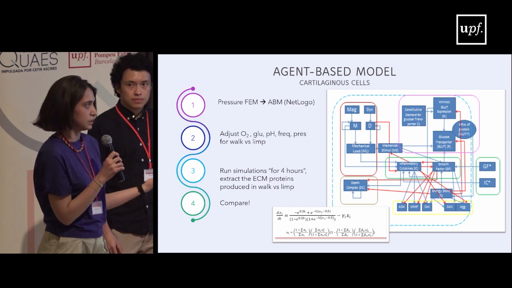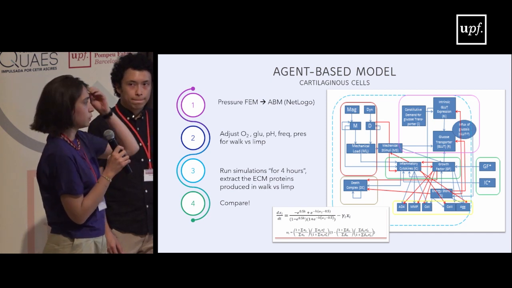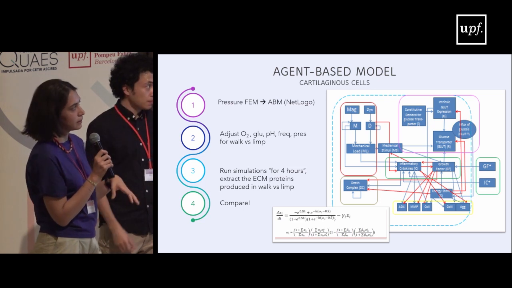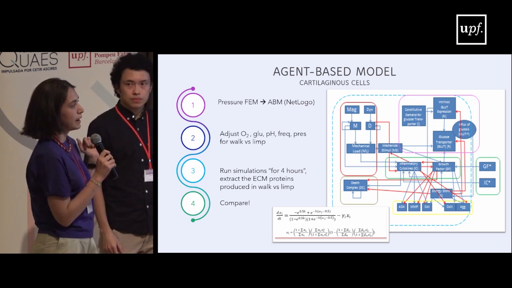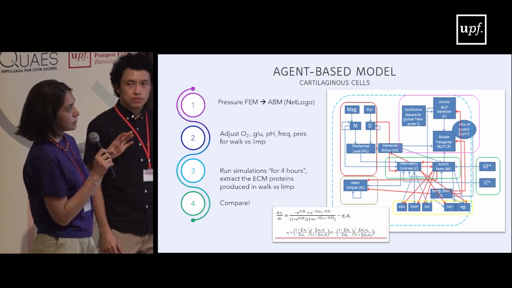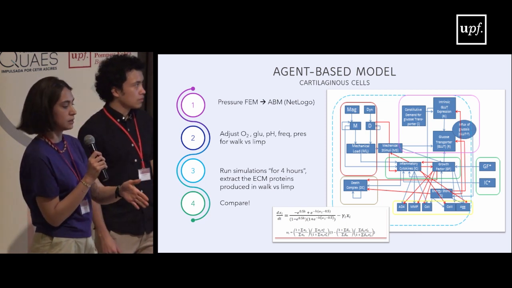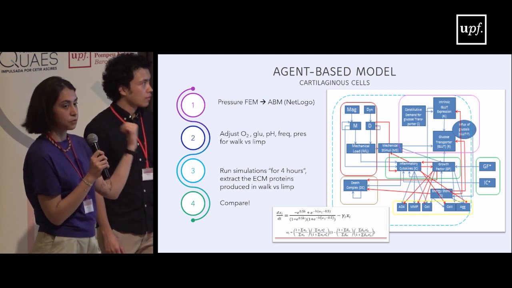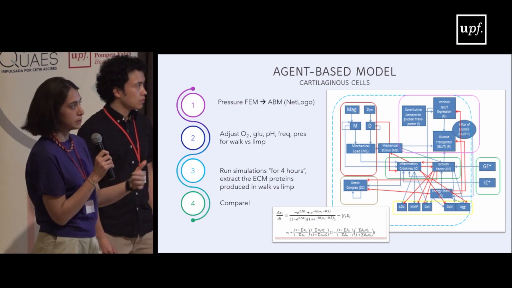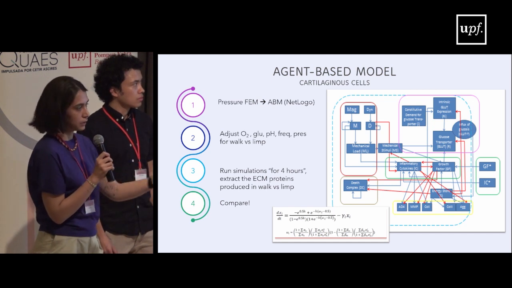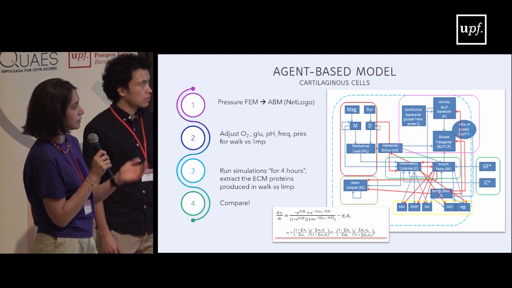and what's happening in these two conditions after we simulate the agent-based model. We also adjusted the oxygen and glucose these cells received based on the condition that they experience. So we assume that with limping, the cells would get less oxygen, less glucose, and would have a lower pH. We adjusted these parameters, and we also adjusted the frequency of the force that they receive depending on walking versus limping observations from the movement analysis. Then we ran the simulations for a 4-hour period of force experienced by walking versus limping cells, and then we compare the results.